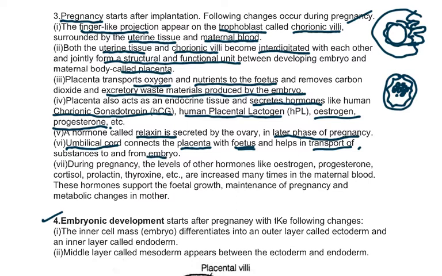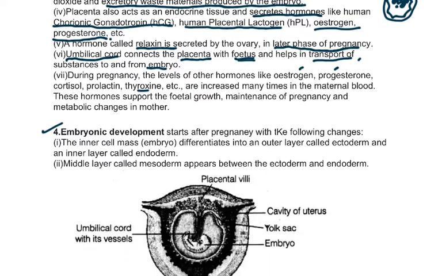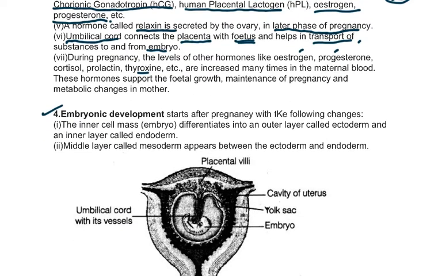Now the levels of hormones like estrogen, progesterone, and others are maintained by the placenta, whereas thyroxine and other hormones are secreted by the mother's endocrine glands. Now, as the pregnancy has started, the embryonic development starts. The following changes will be occurring.